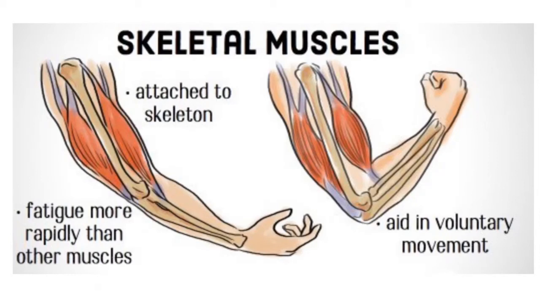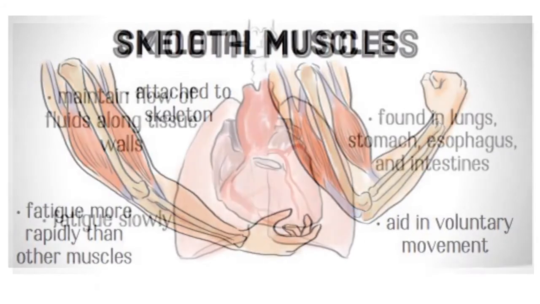They are capable of powerful contractions and small contractions for delicate movement requiring precision. Skeletal muscles are stimulated by the nervous system's motor neurons and are well supplied with nerves and blood vessels.